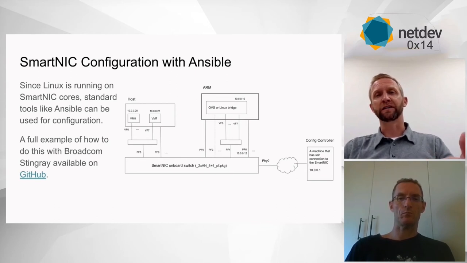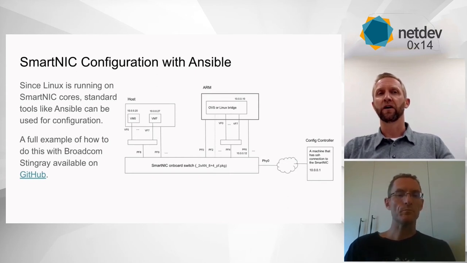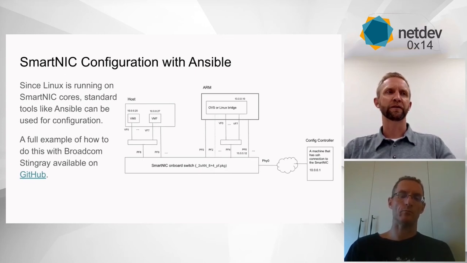So a full example of this fairly simple solution of running OVS on the ARM cores and having a host that's running VMs is shown here. Also in this picture, over to the far right, we see there's just a simple controller somewhere else on the network that's able to enter the SmartNIC, perform configuration, do setup of OVS, and forward traffic between the wire and the appropriate VMs. Full example of this is also available on the link.